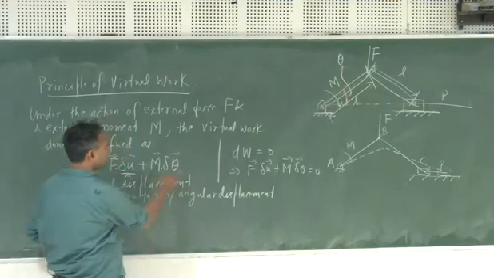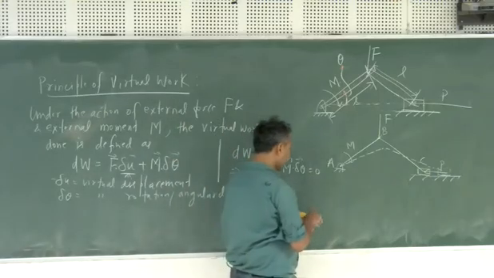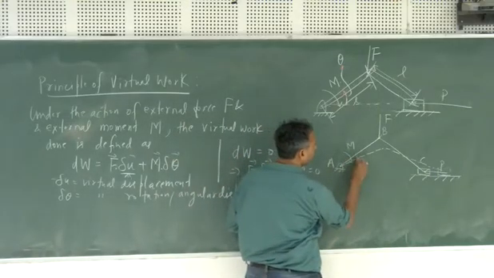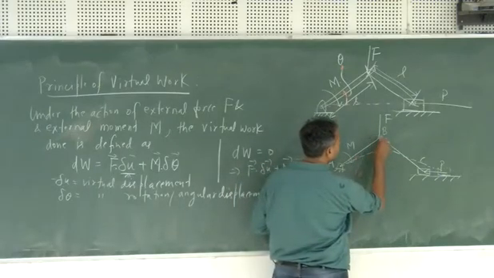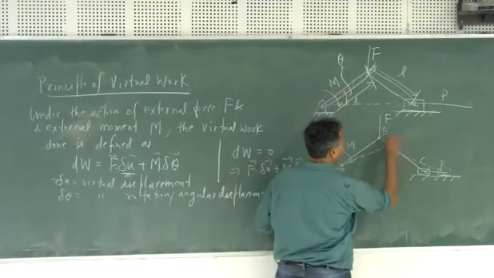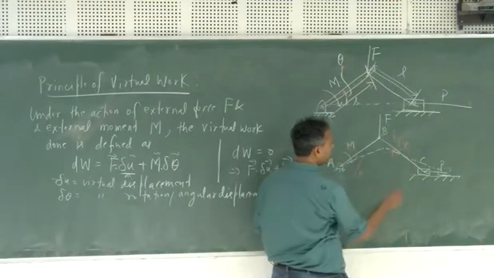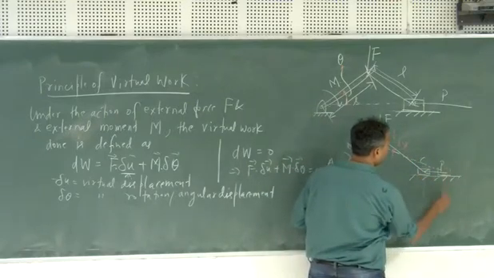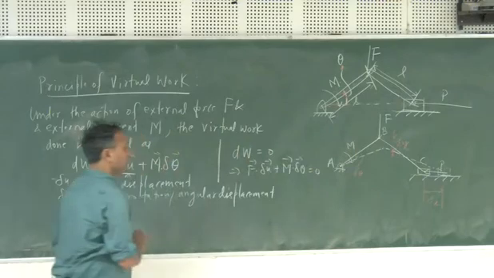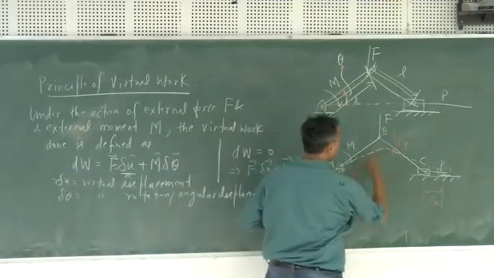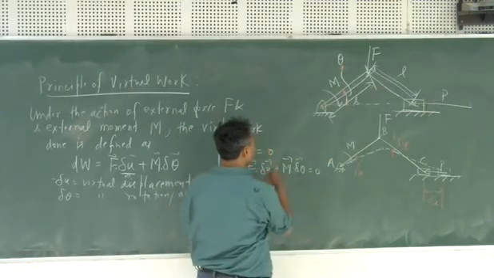So what has to be done? Corresponding to all the external forces and moments, you will have to take the corresponding displacement. It means that corresponding to this M, you have delta theta. Corresponding to this F, you are having displacement of delta Y. Corresponding to P, you have a displacement of delta X. Now you have to find out delta Y, delta theta and delta X in terms of at least one variable.